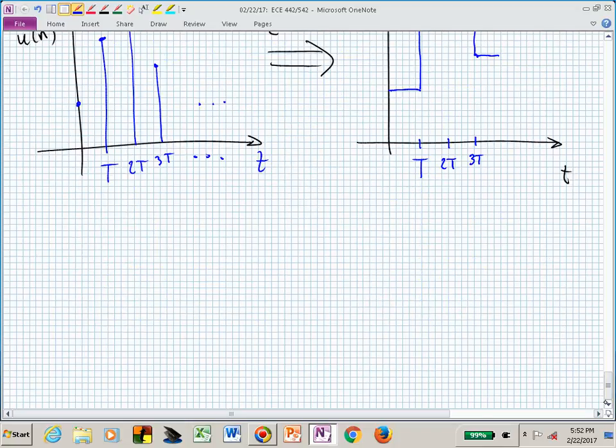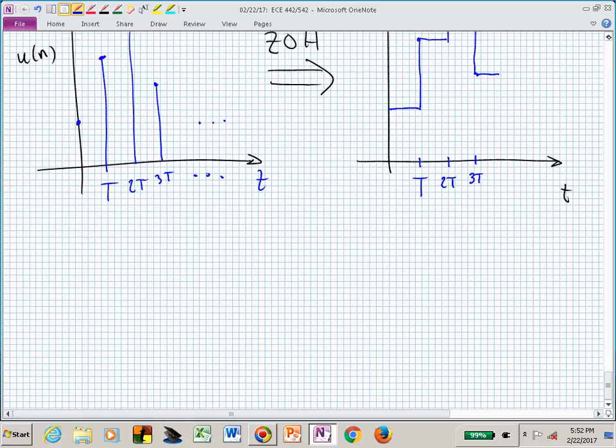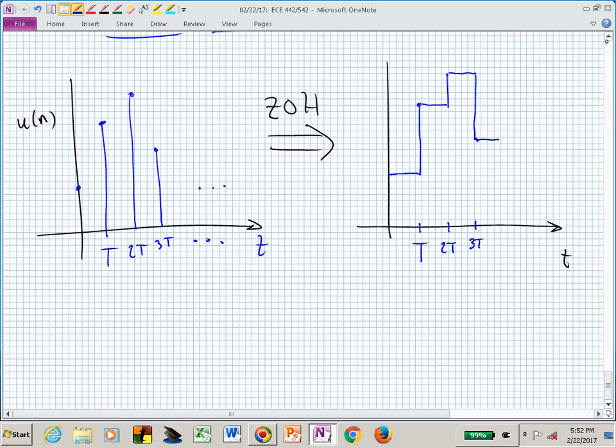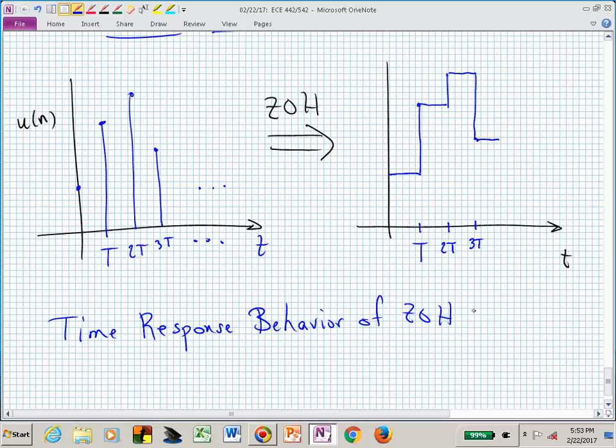Let's now try to describe this time domain behavior that's happening as a result of this zero order hold. Or what is the time response of the zero order hold?